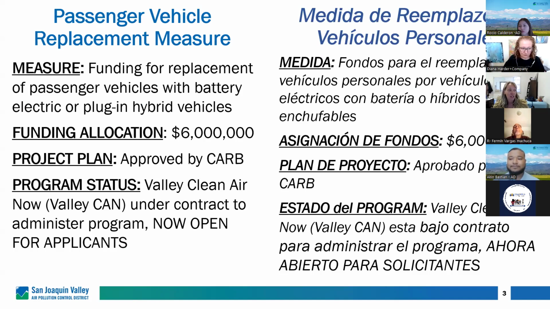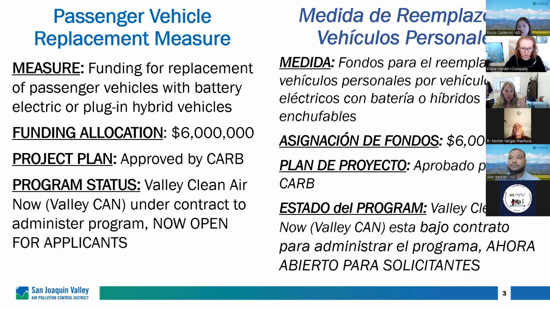Really briefly, this measure is to fund replacement, that's why it's called the replacement measure, of passenger vehicles with electric or plug-in hybrid vehicles for residents that live anywhere within that big Shafter boundary. The funding allocation that you all have in your CERP is $6 million, which, just a side note, is actually the most out of any of the CERPs in the Valley. So certainly, as you all were prioritizing the work in your community, this was a really important measure.